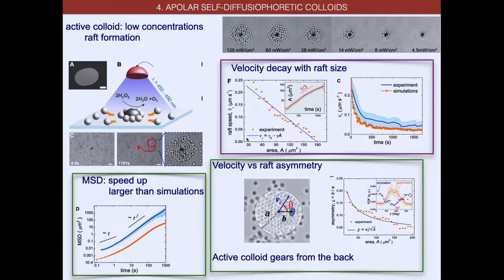The persistence was smaller than in the experiments, and also when we start looking at the geometry, the structure of these aggregates, in our simulations, the active particle tended to be in front. So if I look in the direction in which the raft is moving, it was in the front, while in the experiments it was in the rear. So that's something that puzzles us a bit, because we didn't know exactly why.